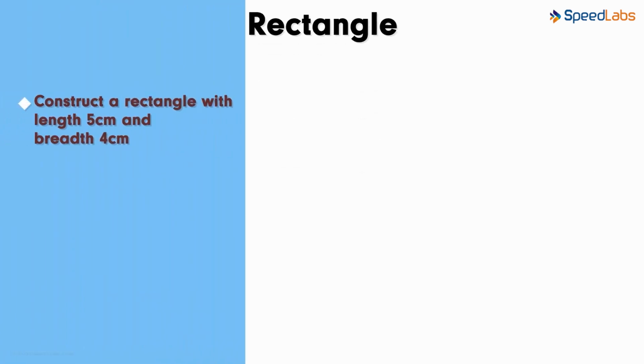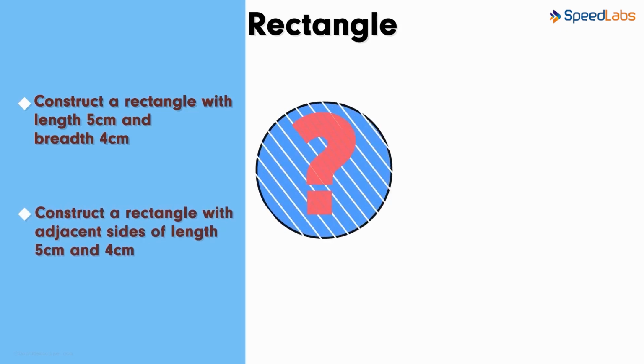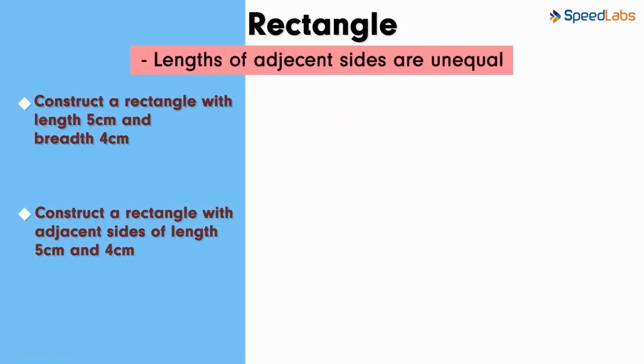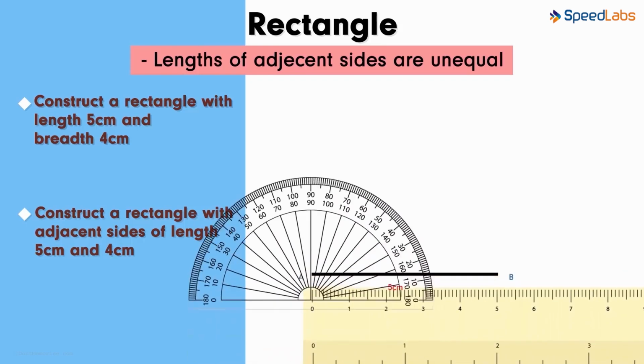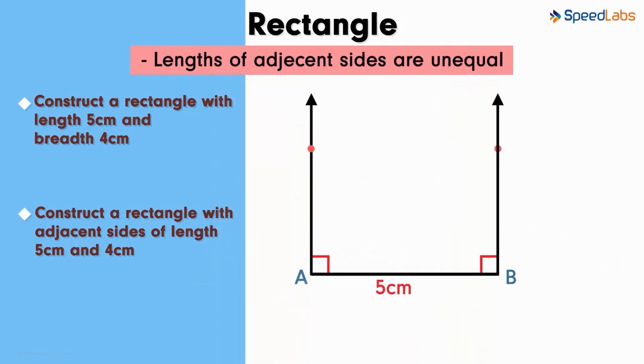How about a rectangle? We may be asked to construct a rectangle with its length and breadth given. Or we could be given the lengths of its adjacent sides. They both mean the same. So how do we construct a rectangle then? A rectangle is nothing but a modified square with the lengths of its adjacent sides being unequal. We can use the same process that we used for constructing a square. We draw the base, then these 2 rays making sure that the angles are 90 degrees. And then mark the breadth on each side. That will give us a rectangle.